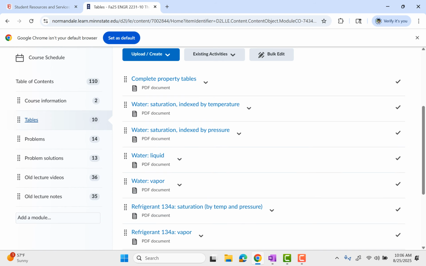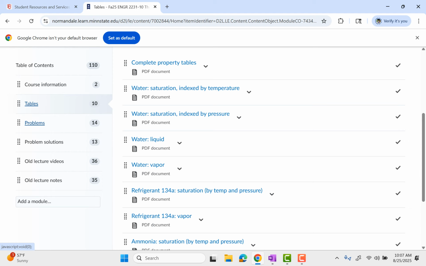But these tables will just let you look up, okay, what's the water that's at this pressure and this temperature, say, what are the important properties that we need to use in our calculations? What's the internal energy, that kind of stuff. So that's what the tables will give you.